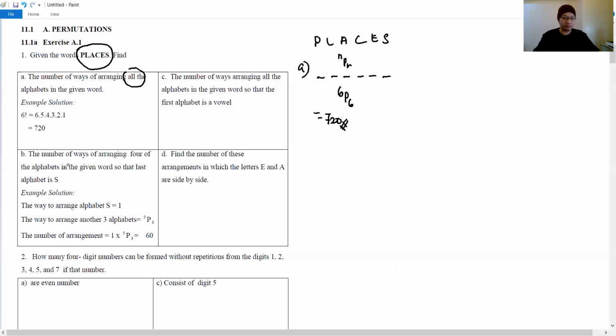Now look at B. Question B: how many ways to arrange 4? We want to arrange 4 alphabets. So that means we got 4 places. We want to arrange 4 alphabets in the given word so that the last word will be S. That means the last position must be S. From the word, how many S do we have? We only have 1 S here, right? That's why I write down 1. Only 1 S.